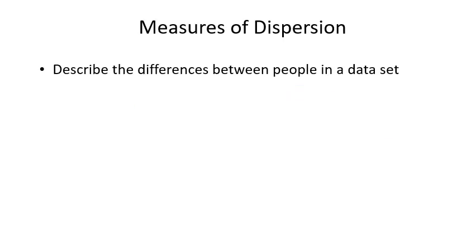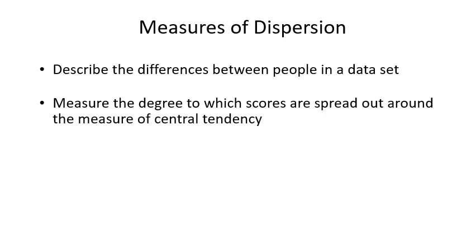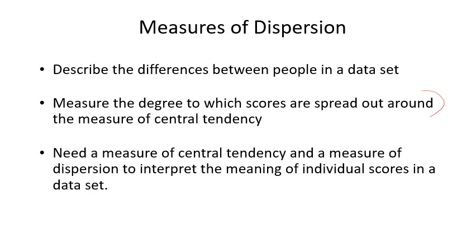So there are two types of variability we're going to look at. We'll get to that in just a second. Before that, what do measures of dispersion do? They describe the differences between people in the data set. They measure the degree to which scores are spread around that measure of central tendency. This is that one I keep coming back to. So they are measuring the spread around, and as I've said a few times, you need both a measure of central tendency and a measure of dispersion or variability to interpret the meaning of any individual score.